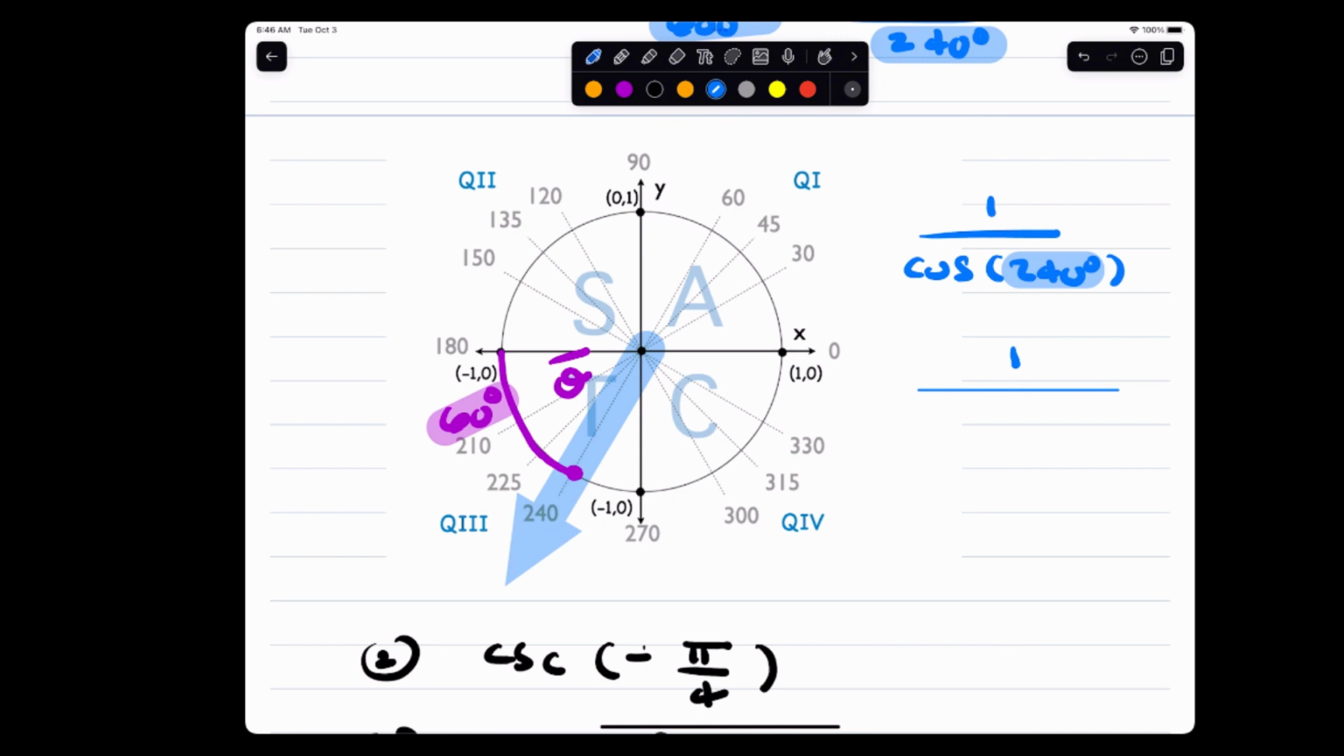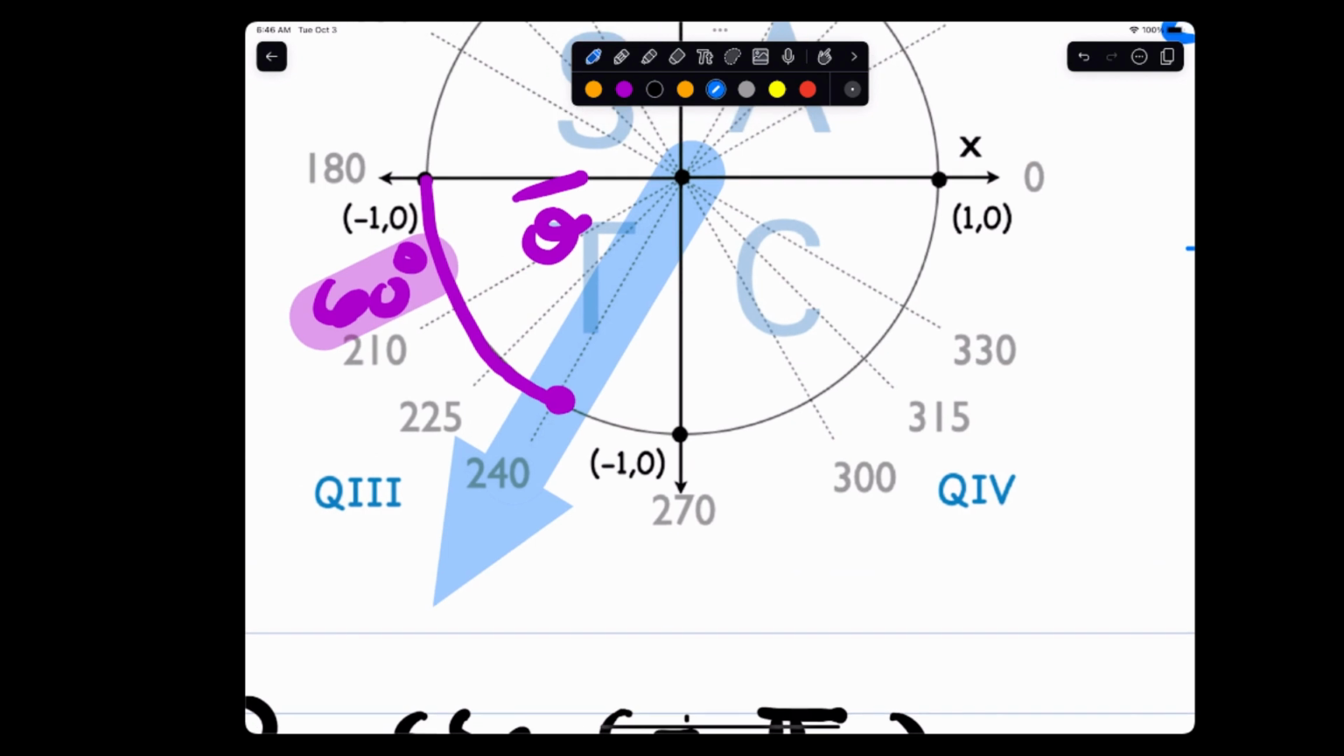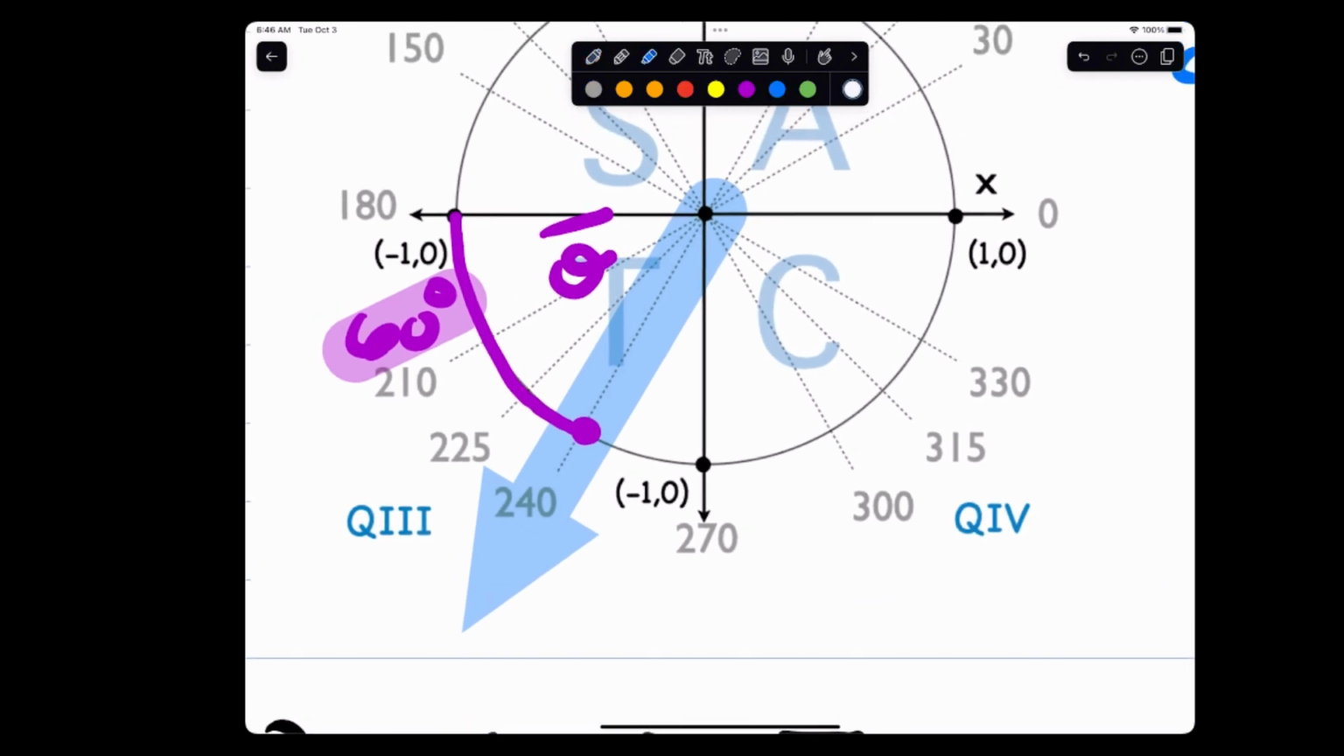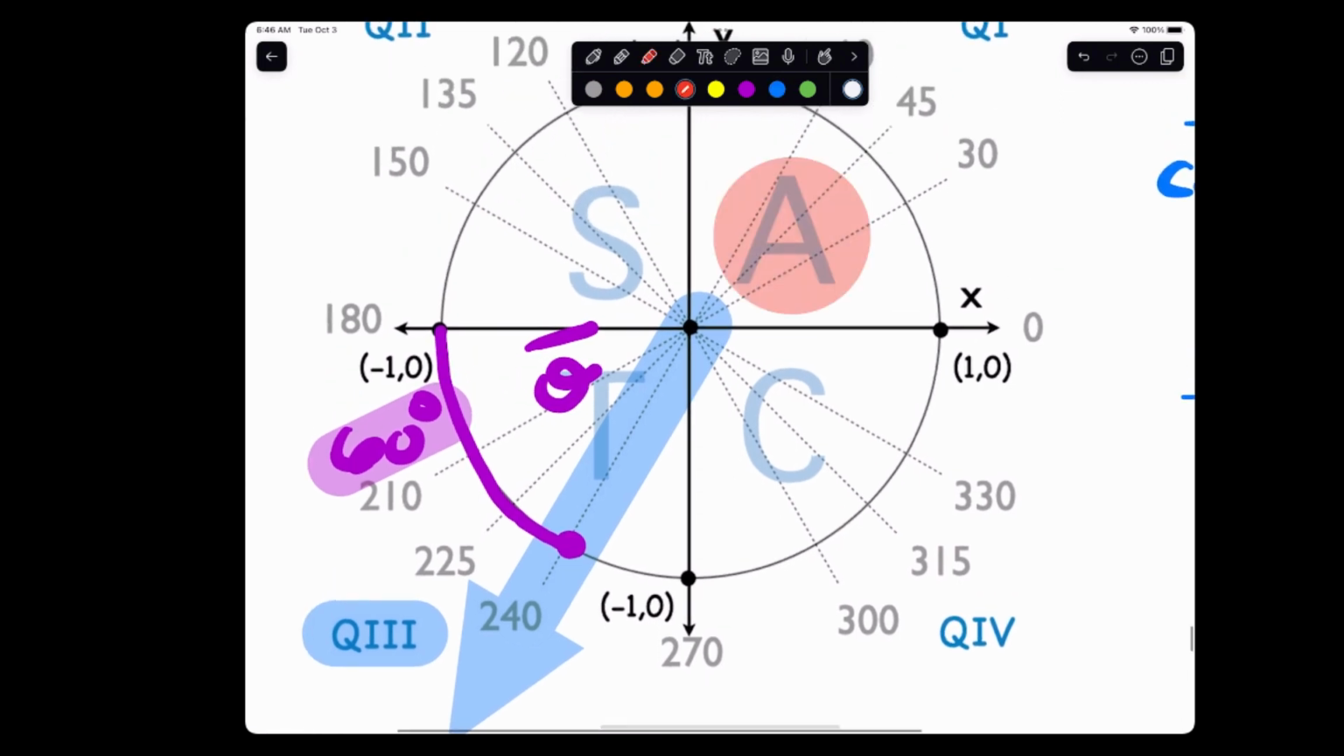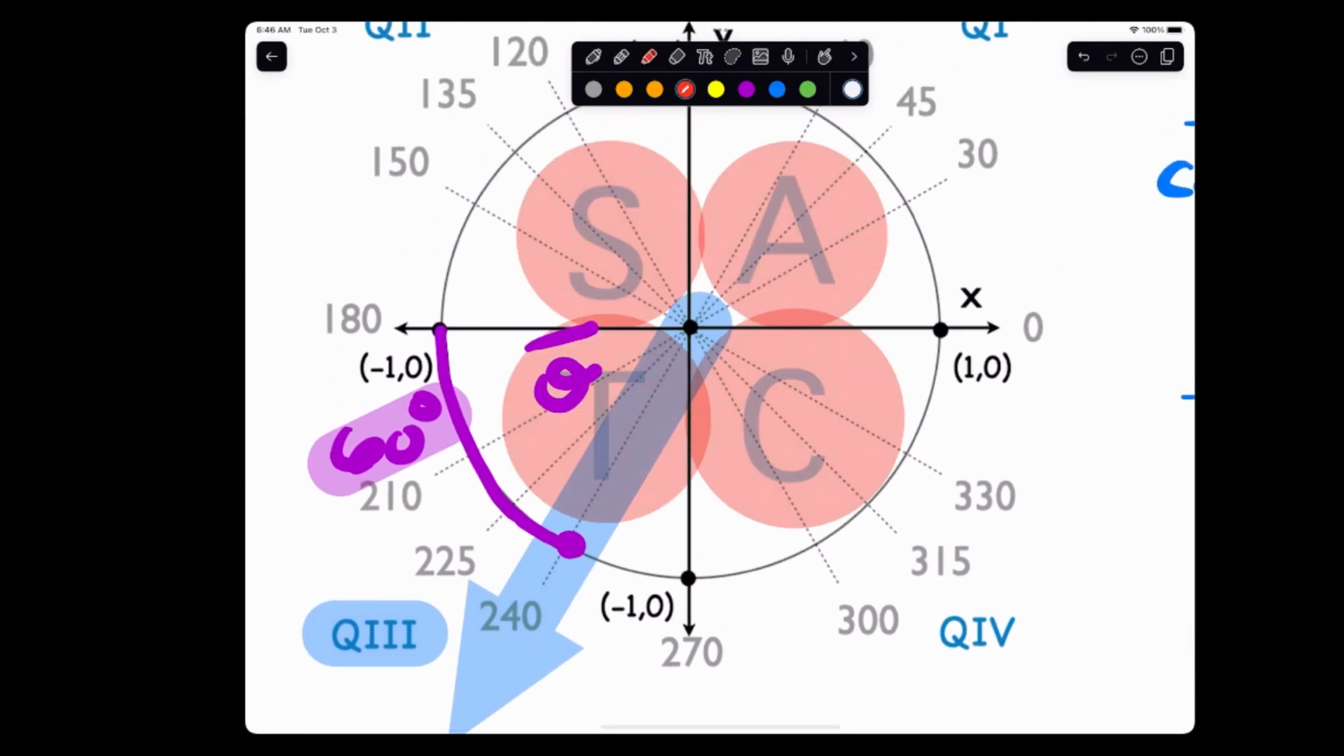Cosine of 240 will be actually negative cosine of what? 60. Why? Does anybody want to tell me why that's the case? Why is it negative? Because what quadrant are you in? And what do you guys know about quadrant 3? What's this saying again? All Students Take what? Calculus. So in quadrant 3, tangent is what? Positive. And it means cosine and sine are negative. So ladies and gentlemen, there you go.